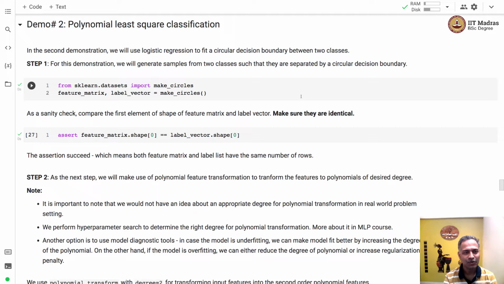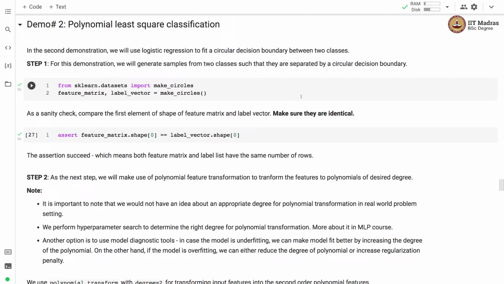In this video, we'll use the logistic regression implementation to fit a circular decision boundary between two classes. In the last video, we used the logistic regression implementation to fit a linear decision boundary between two classes. So here is a different setup where two classes are not linearly separable, but instead there is a circular decision boundary separating two classes.